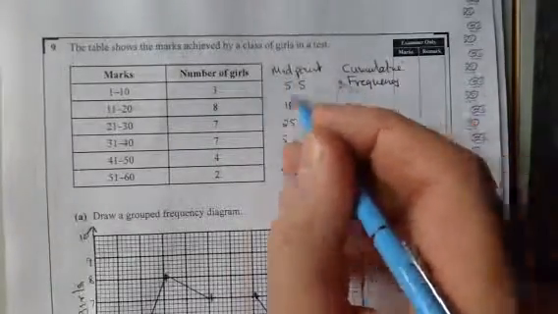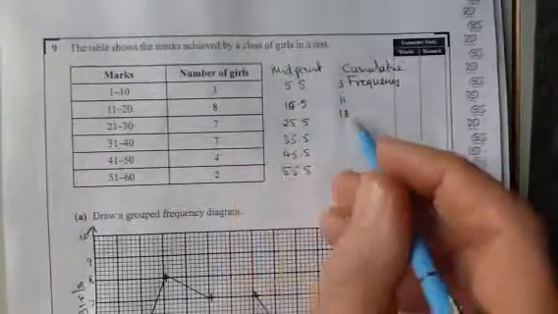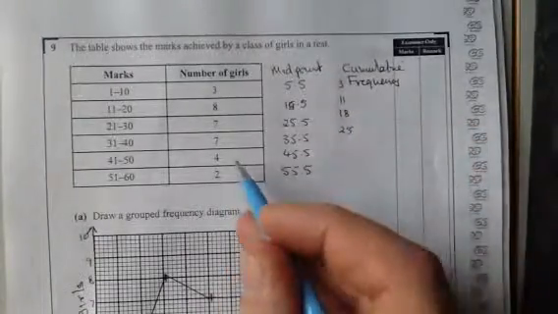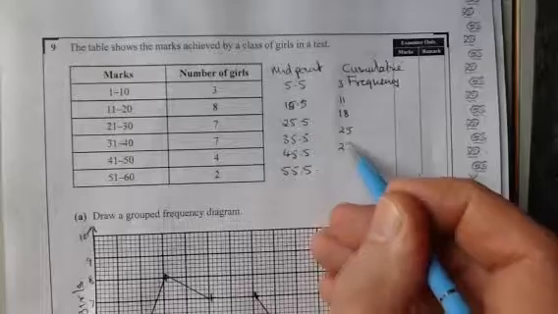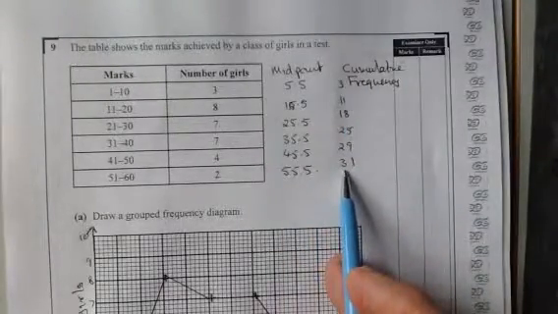So 3 plus 8 is 11, plus 7 is 18, plus 7 is 25. Now, I don't need to go any further, but I will anyway. Plus 4 is 29, plus 2 is 31. So that's the cumulative frequency. I went on just to make sure I got the correct total.